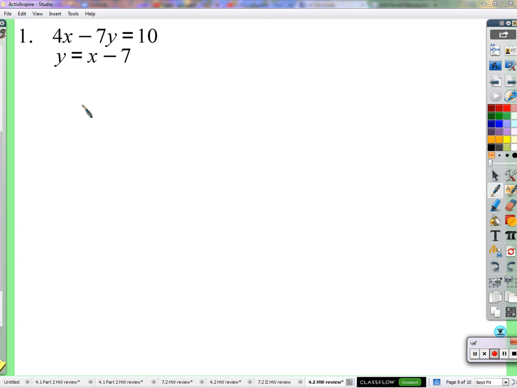So again, we're trying to figure out what x is and what y is. These x's are going to be the same, and these y's are going to be the same. If these y's are the same, and this y is x minus 7, then this y must also be x minus 7. So we rewrite this first equation, but when it comes time to write y, we replace it with something that's the same as y, x minus 7. So x minus 7 now takes the place of y, substituted for y.